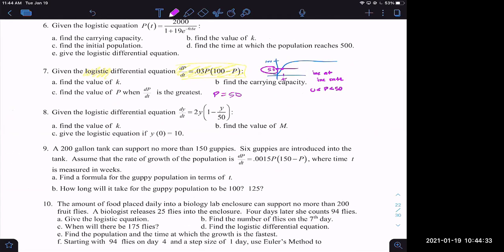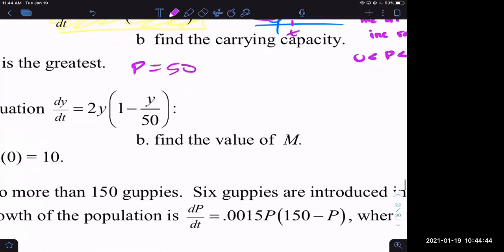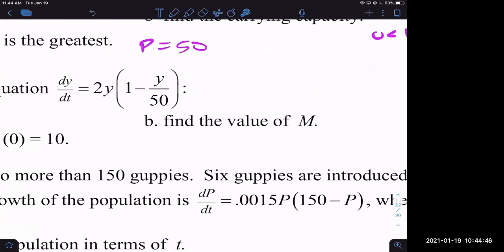Number 8, somebody asked about 8. 8 is a little less obvious because it's not in the form like number 7 was. We want it to be 100 minus P, or sorry, a number minus P, or whatever the variable is. In this case, they're using Y. So I want this to just be a variable. I don't want the 1 over 50. So I want to factor out the 1 over 50 and bring it in front, which you can do.